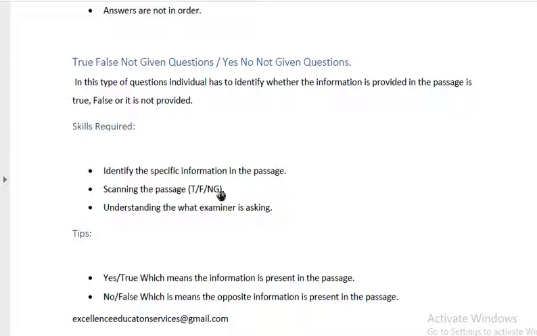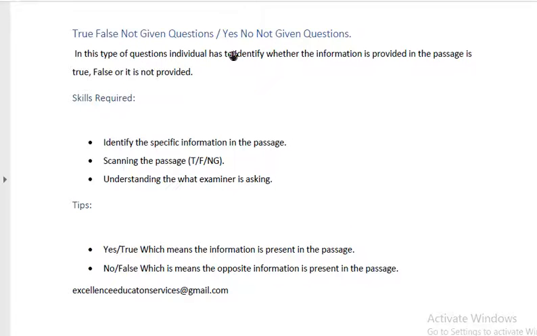Another type of question which arrives in IELTS reading exam is true, false, not given, or yes, no, not given questions. There will be a statement and you will have to say whether it's true, it's false, or this information is not given in the passage. In this type of question, the individual has to identify whether the information provided in the passage is true, false, or it's not provided. What kind of skills are required?